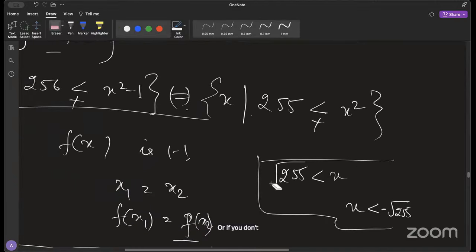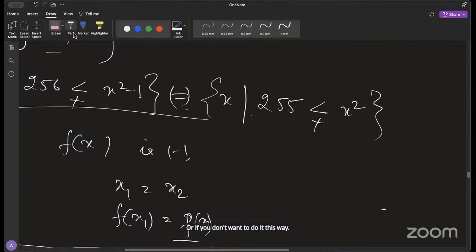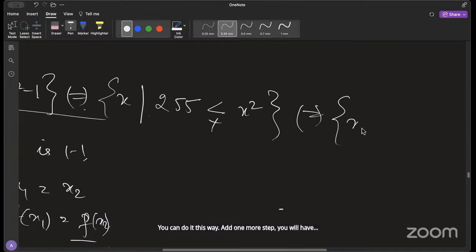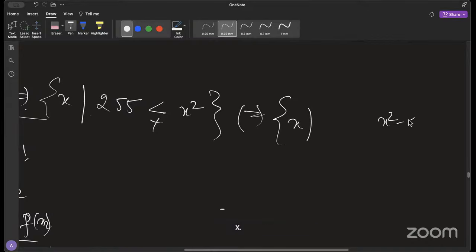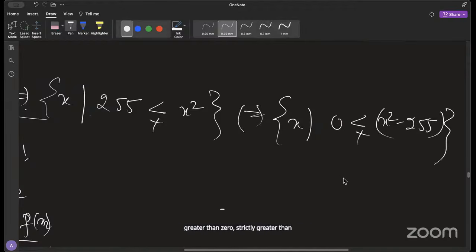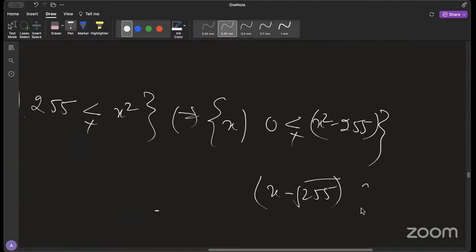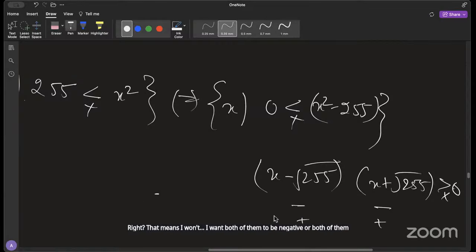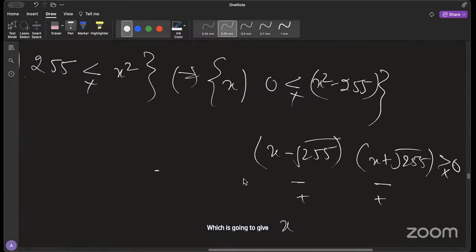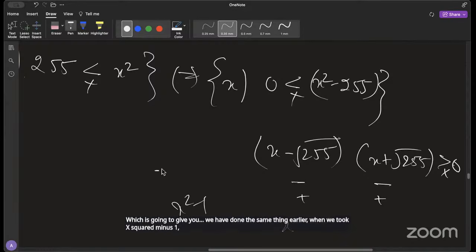Or if you don't want to do it this way, you can do it this way. Add one more step, you will have x square minus 255 strictly greater than 0. This will be the same as saying x minus square root of 255 and x plus square root of 255 greater than 0, right? That means I want both of them to be negative or both of them to be positive. We have done the same thing earlier when we took x square minus 1, right?